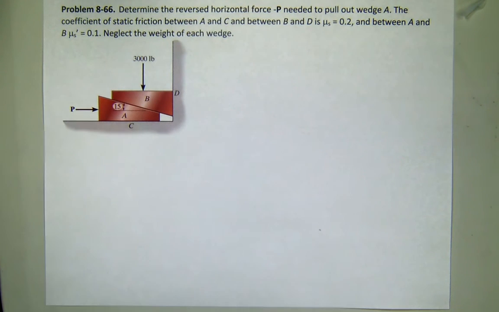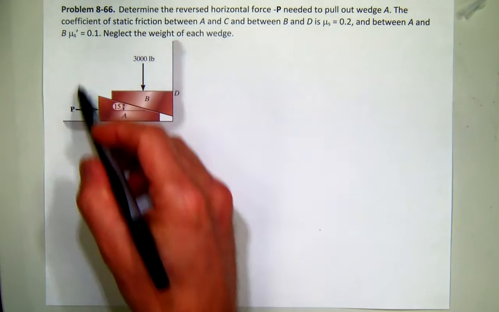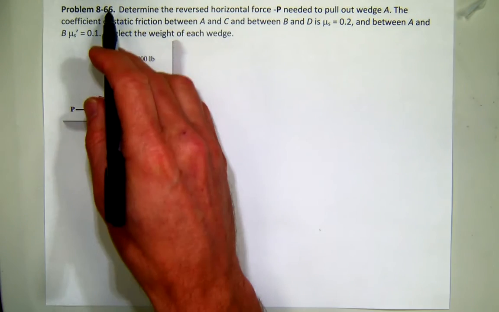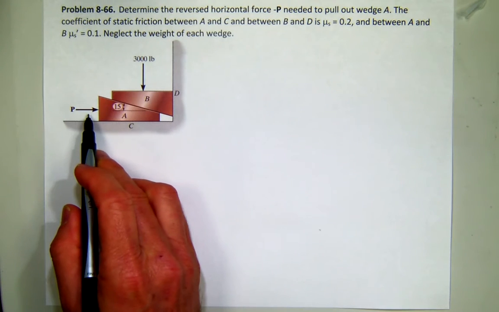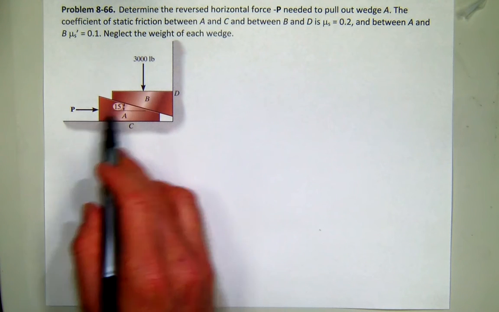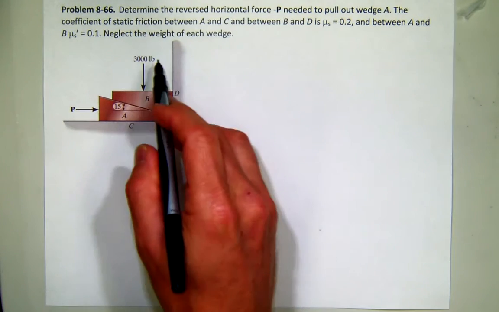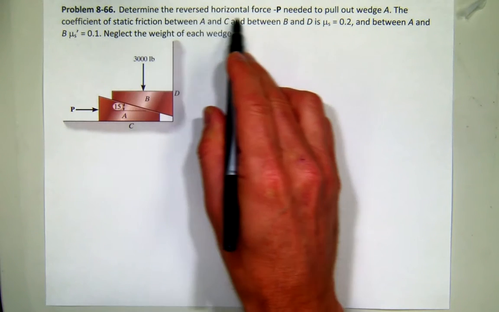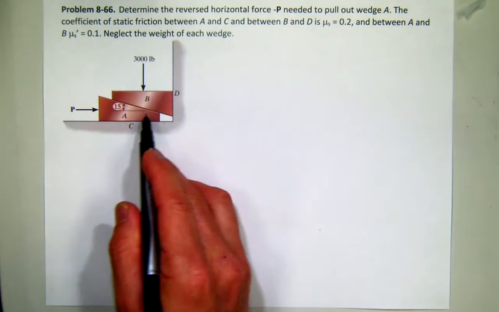So let's look at this problem. As I mentioned earlier, this is probably a combo problem. The previous problem is looking at the force P required to cause motion to lift B. We're turning it around and we want to find the horizontal force negative P to pull the wedge out.